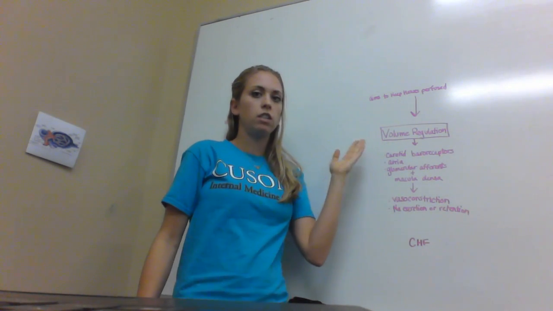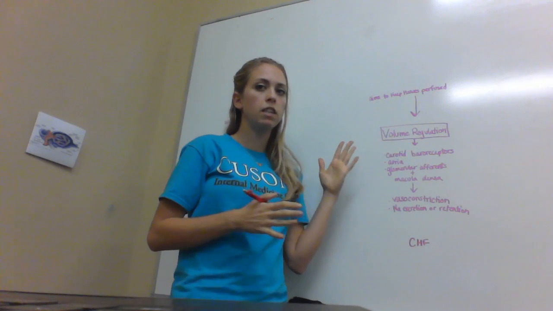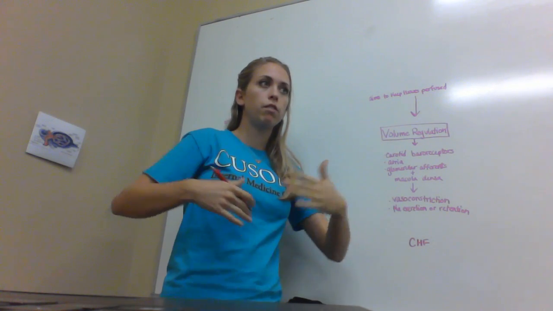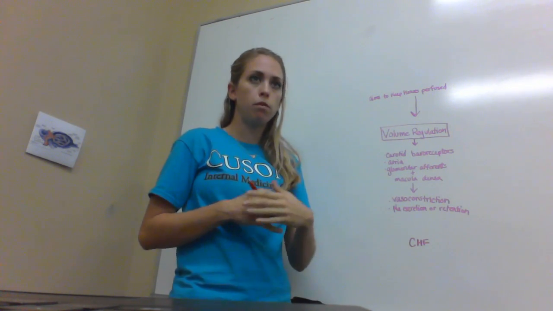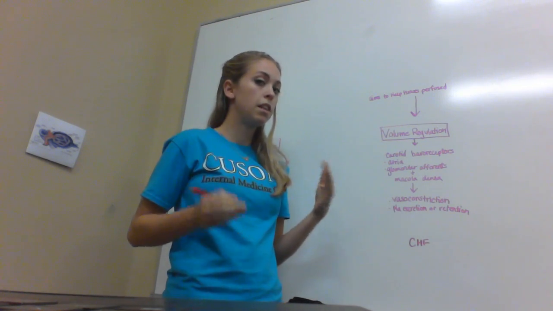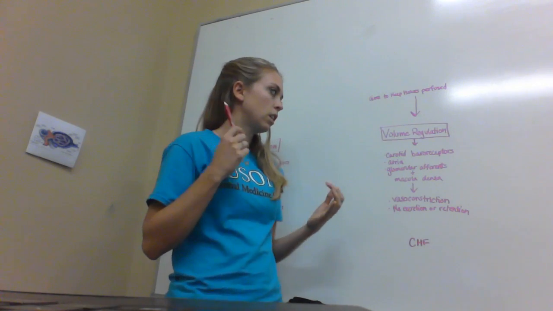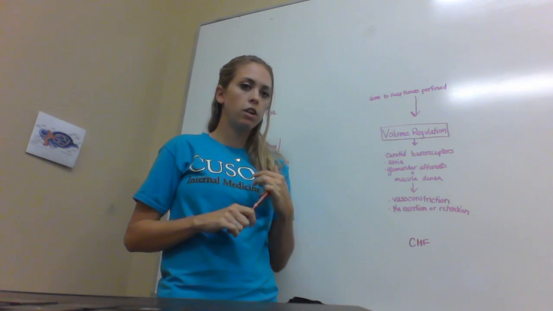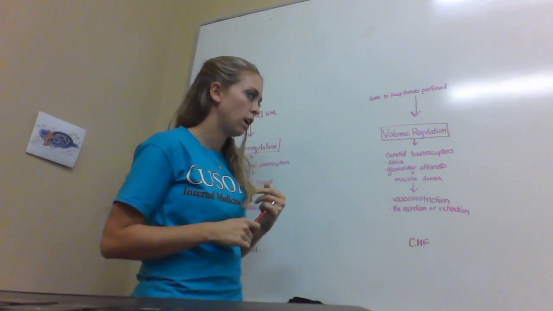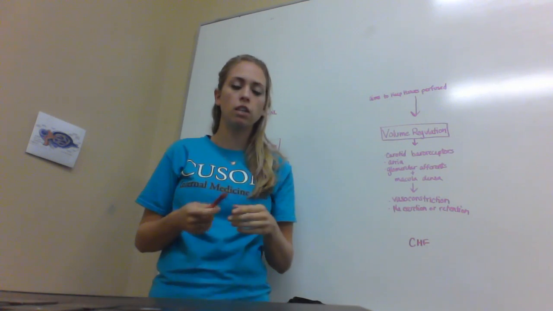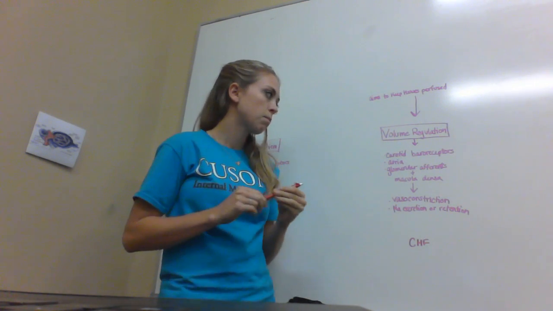Volume regulation is for the volume. So your body's going to sense that it doesn't have enough water volume to perfuse all of its tissues. And the things that are detecting that are the carotid baroreceptors, the atria, glomerular afferent arterioles, and the macula densa, which we already talked about, those two things.